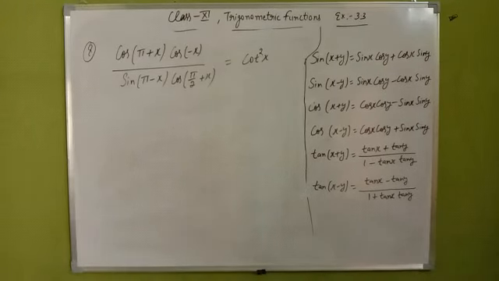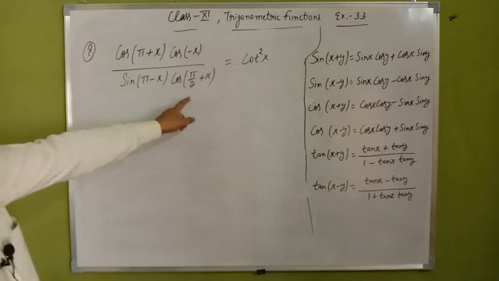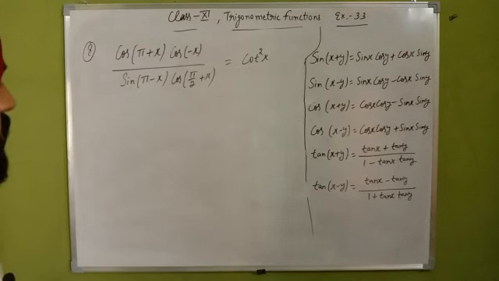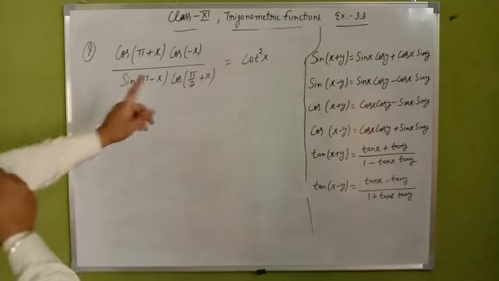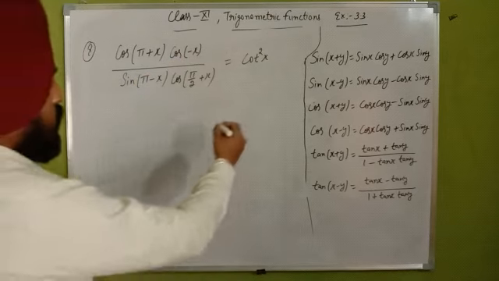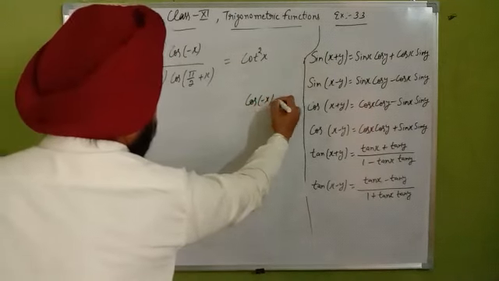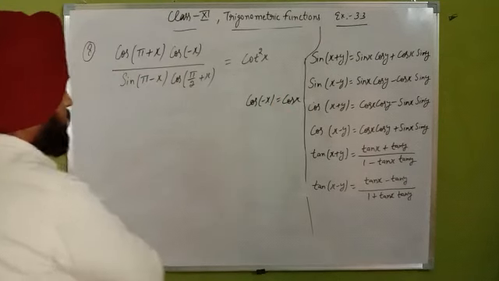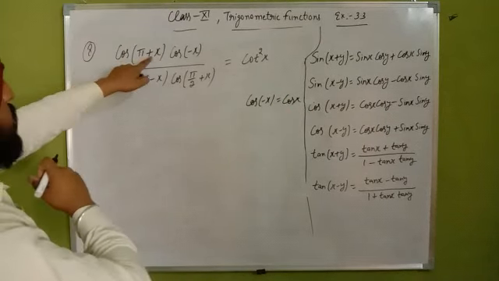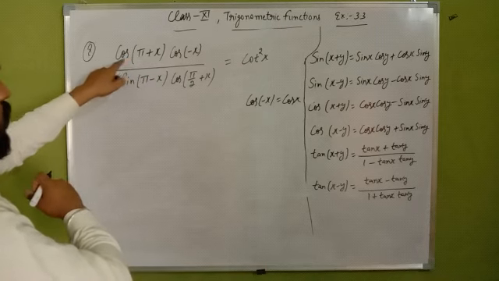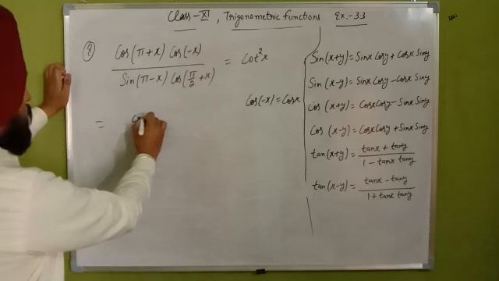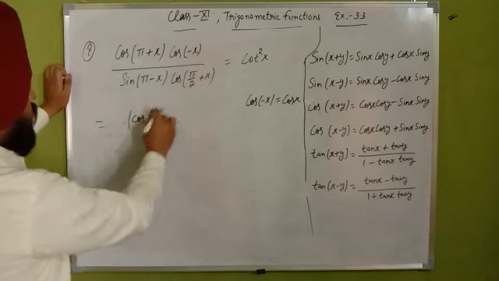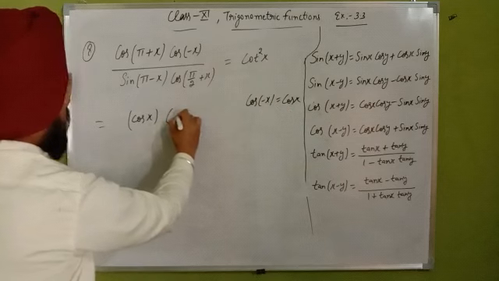Next, question number 8. Left hand side cos(pi + x) into cos(-x) upon sin(pi - x) into cos(pi/2 + x), equal to right hand side cot square x, we have to show. So in the left hand side we first focus on this cos(-x). As we know, cos(-x) is always equal to positive cos x. Clear? Then focus on cos(pi + x), a multiple of pi there, so cos will remain cos there, so cos x there into cos(-x), which can be written as cos x there.